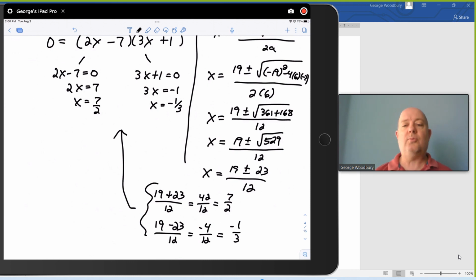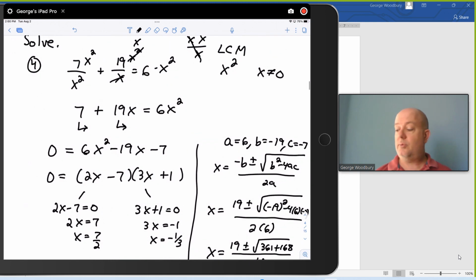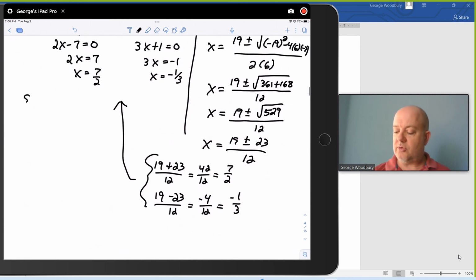Our solutions, we were told at the very beginning that x could not equal 0. Whenever you have a factor that's a power of x, not x plus 5, not x minus 2, not 2x plus 3, just x squared, x cubed, the solution you have to omit is 0. And since neither of these solutions were 0, I'm going to put them in a solution set, negative 1/3, comma, 7/2. All right, that's it for rational equations.